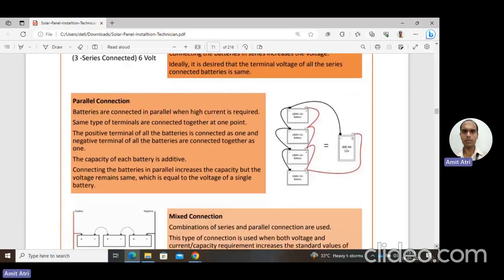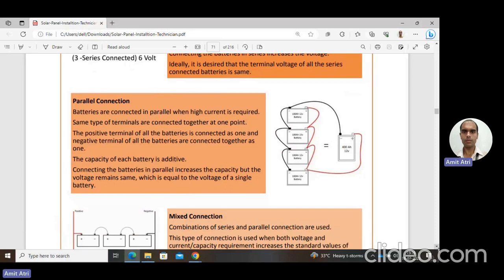Next is the parallel combination. In parallel connection we are increasing the current, because in parallel the voltage will always be the same. Same types of terminals are connected together at a point, like all the positive terminals of the 3 or 4 batteries we are connecting in parallel. Positive terminals of all of them should be connected at one point, and negative terminals of all of them should be connected at another point.